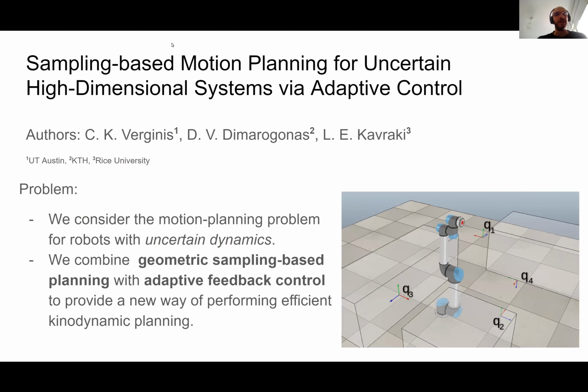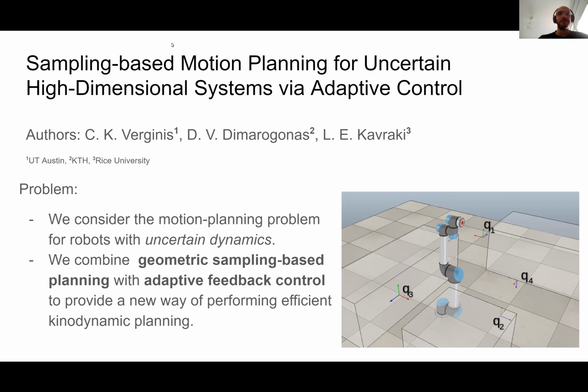I am Christos Verginis. I'm a postdoc at UT Austin. And this is work with my PhD advisor, Dimos Dimarogonas, and collaborator Lydia Kavraki. So we consider the kinodynamic motion planning problem for complex robots with uncertain dynamics, and we provide a new solution by combining sampling-based methods with feedback control.